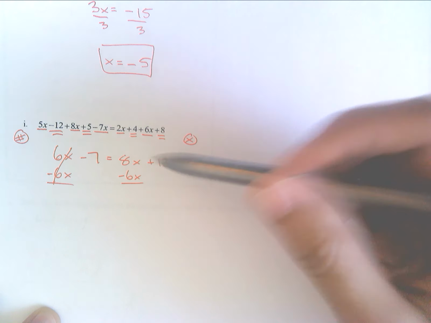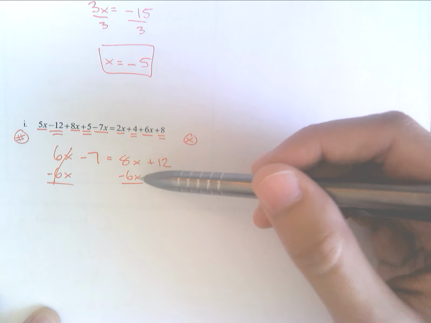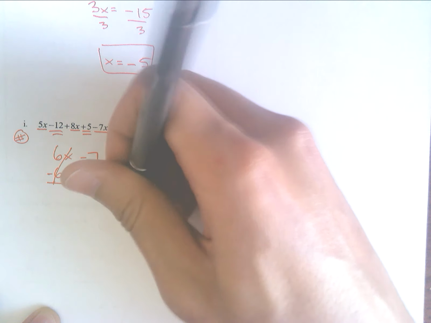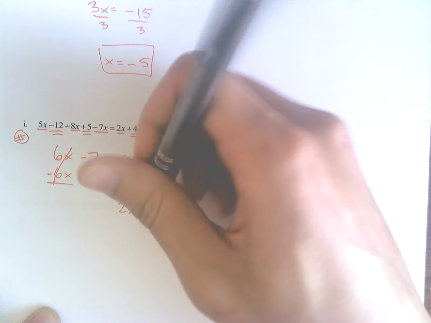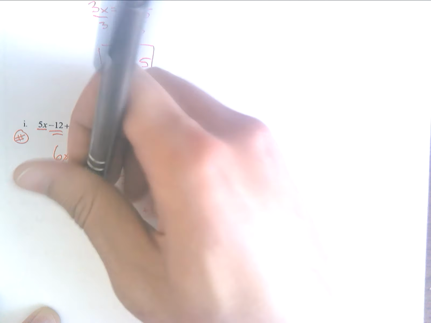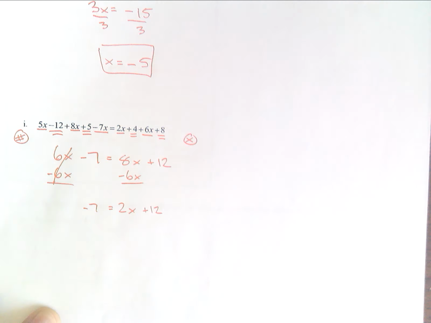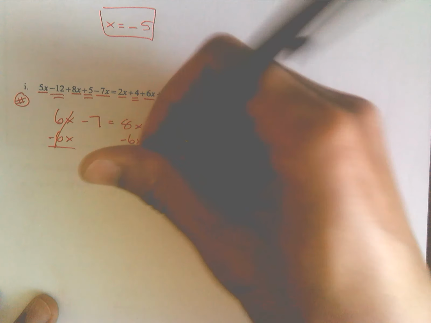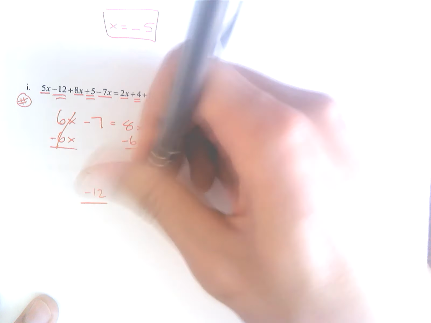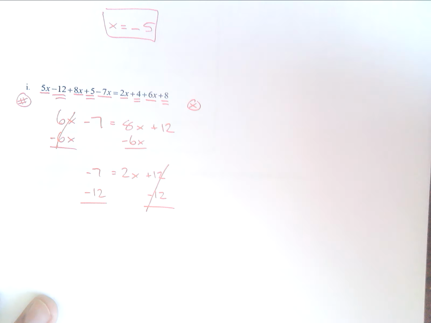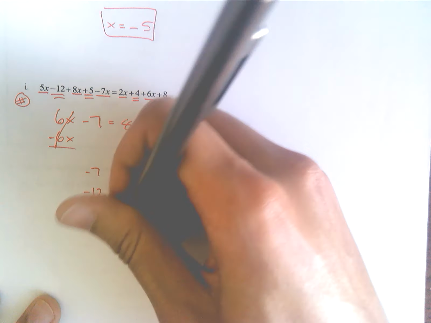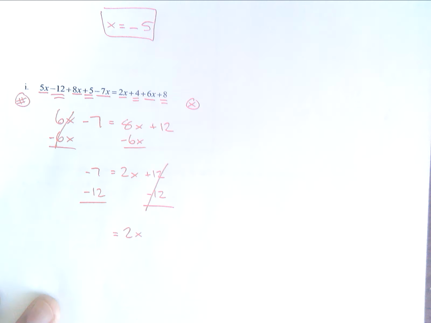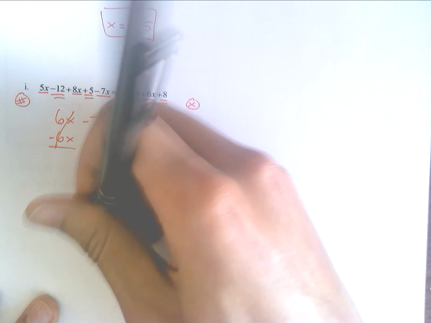On this side, we have 8x minus 6x. Well, that gives us positive 2x. And then I'll bring down the 12, bring down the equals, and bring down the negative 7. Next up, we want to move the 12 to the other side. So to move that, we subtract 12. The plus 12 and minus 12 cancel, so we have 2x equals. And then negative 7 minus 12 gives us negative 19.